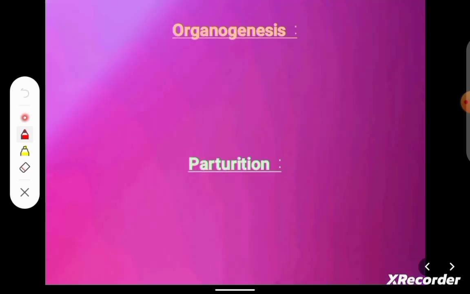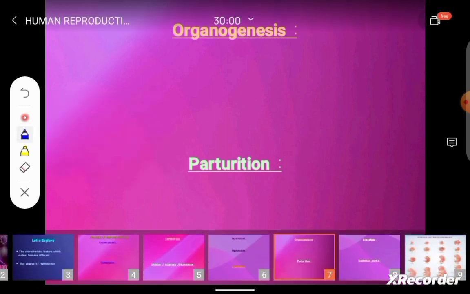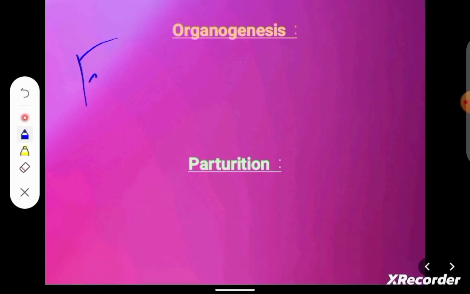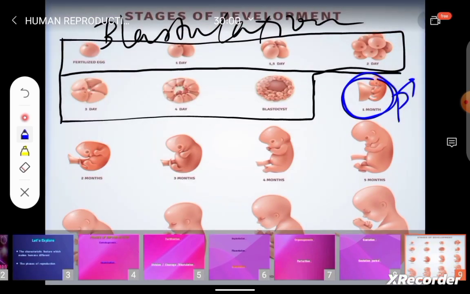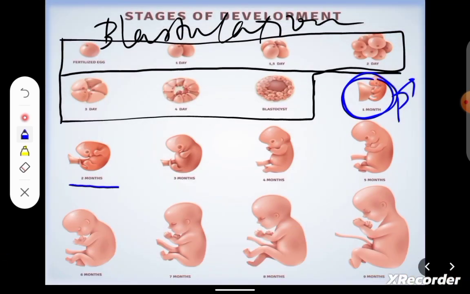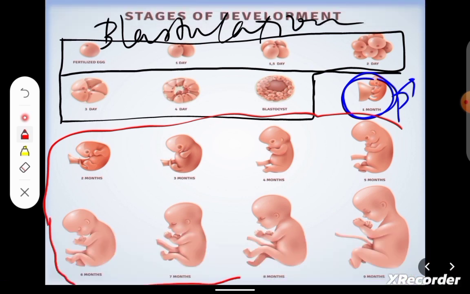Now organogenesis, again simple, just break the words. You will get formation of organs, generation of organs. Do you want to see it again? Let's go here again, and you can see that this is organogenesis. See, organs have now started. This step will be continuing up till here, let me do it with red. So this whole step is organogenesis, organs.